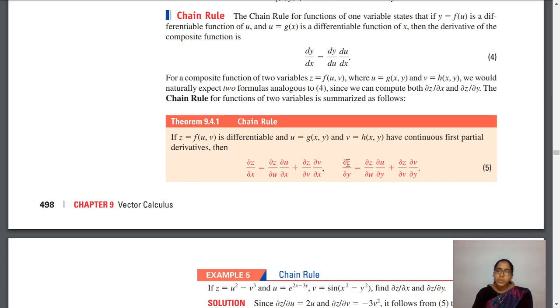And similarly, what will be dou z by dou y? First we will partially differentiate z with respect to u, and then we'll partially differentiate u with respect to y. Then we'll add with it the partial derivative of z with respect to v into the partial derivative of v with respect to y. So I hope it's clear.